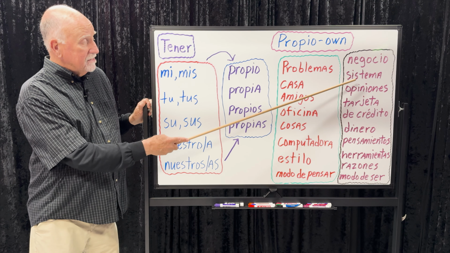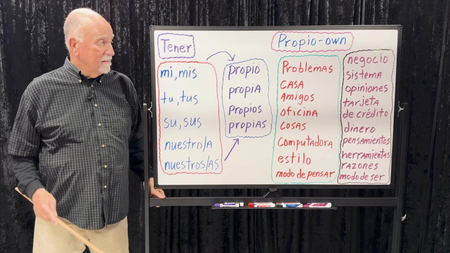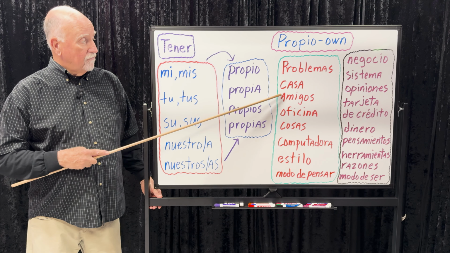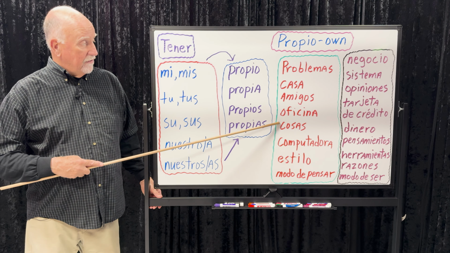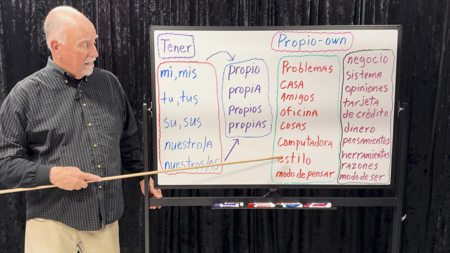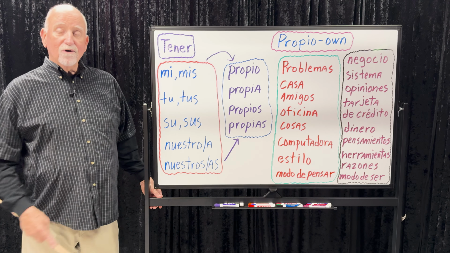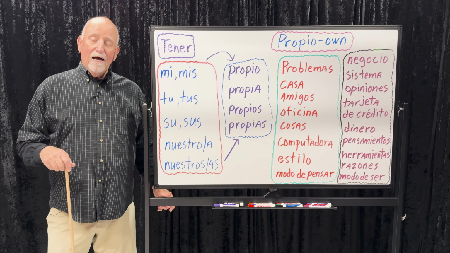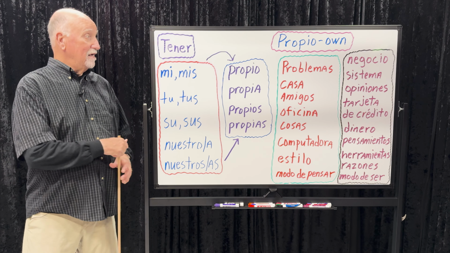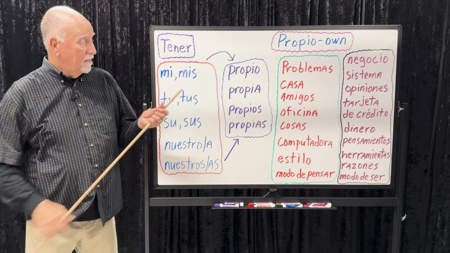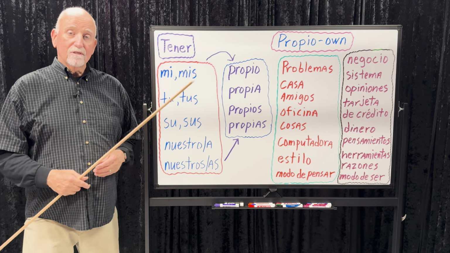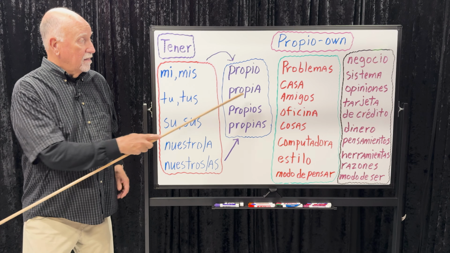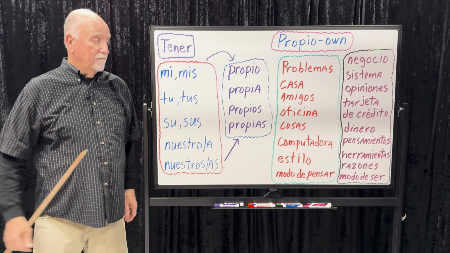Okay? Now remember, sistema is masculine. Over here, problemas is masculine. House, friends, office, things, computer, style, and way of thinking. You know, kids with a little brother and older sister and stuff like that, you say, I want to have my own friends. You would say, quiero tener mis propios amigos. I want to have my own house. Quiero tener mi propia casa.